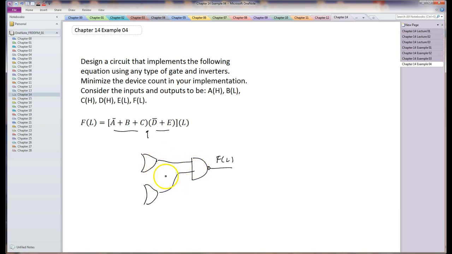I don't have any constraints on the gates. I could put bubbles here, here, here, and here, and it would be the same thing. I'm not going to worry about that, though I might have to put bubbles in the back end of this just to make the device count go down. So there's my circuit so far. I'm going to go ahead and write these inputs down.